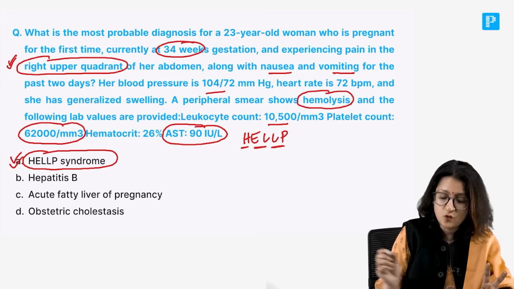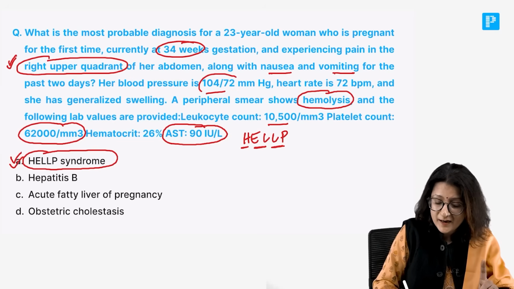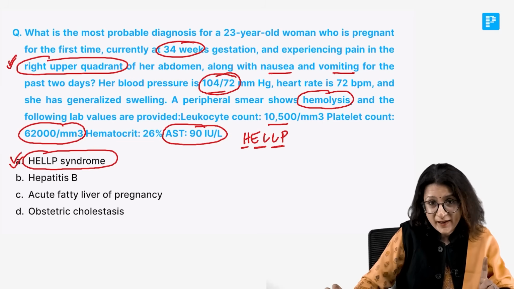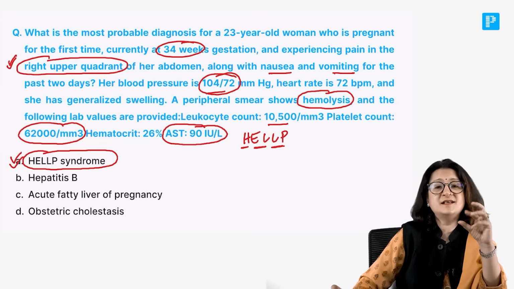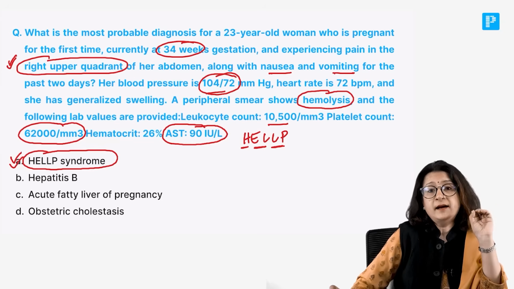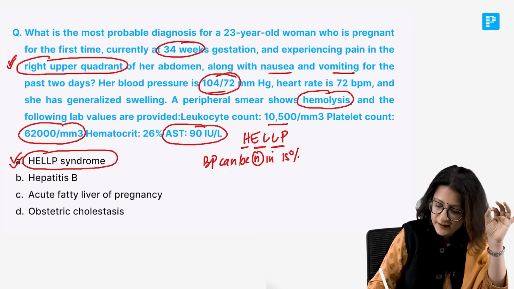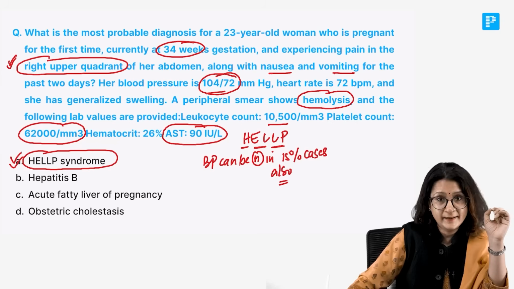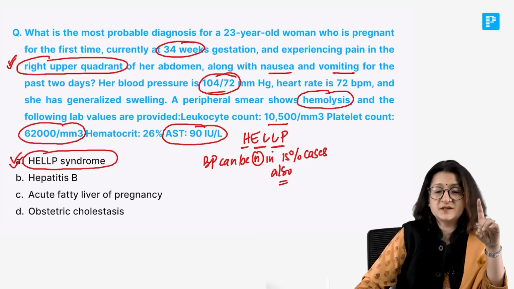This is HELLP syndrome. The confusion that you may have had in this question is blood pressure. BP mostly will be on the higher side because it is a severe type of preeclampsia, right? But BP can be normal in 15% of cases also. Please keep that in mind. That would have confused you, but still, it is HELLP syndrome.